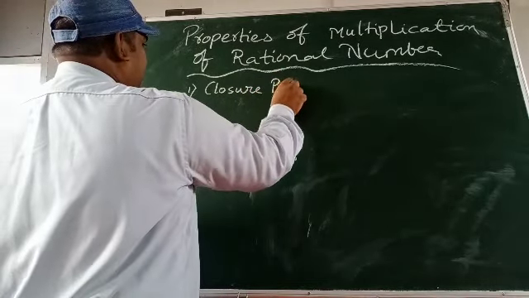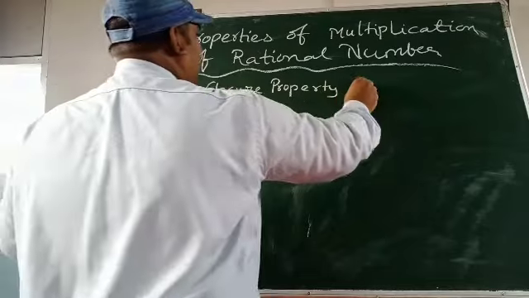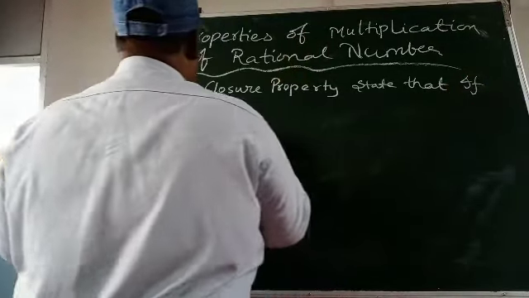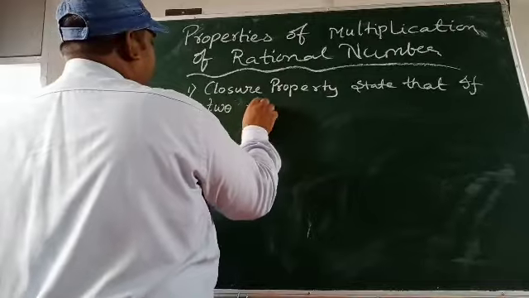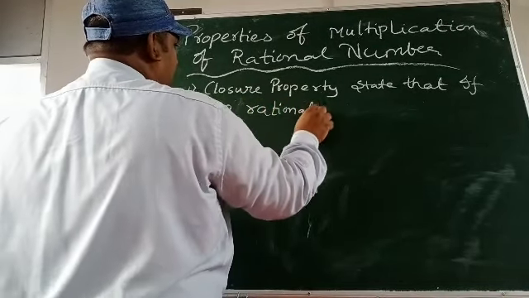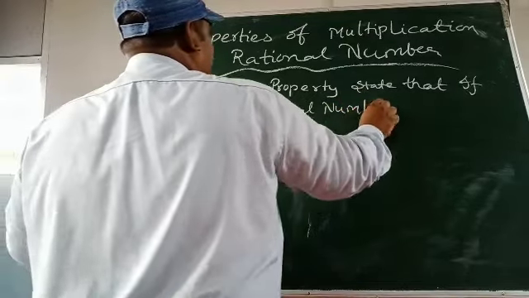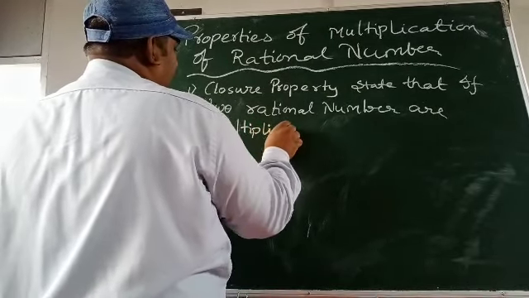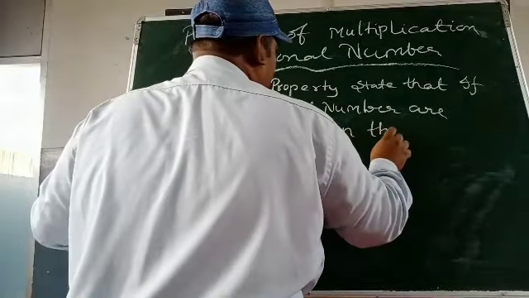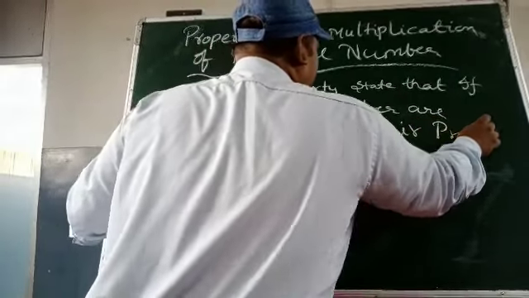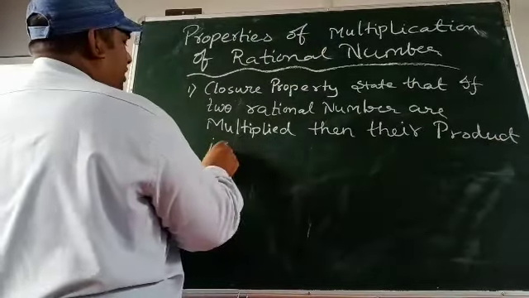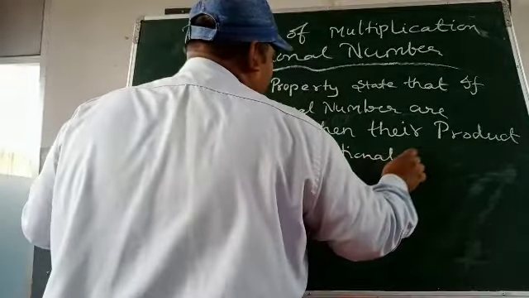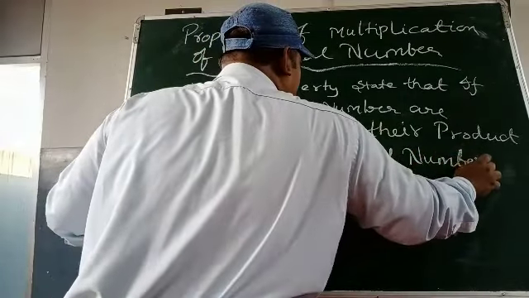Closure property states that if two rational numbers are multiplied, then their product is also a rational number.